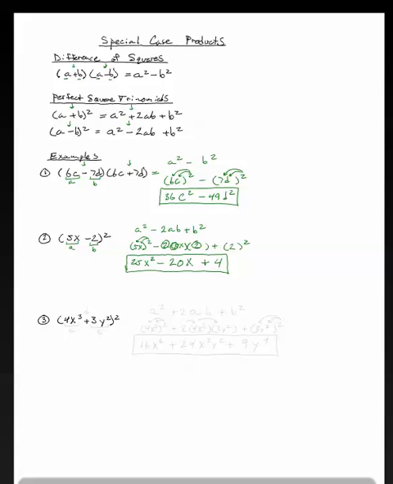And then finally in example 3, we've got 4x cubed plus 3y squared being raised to the power of 2. So we've got a binomial and it's being squared, and that's a perfect square trinomial. Since this one is addition, our formula is a squared plus 2 times a times b plus b squared, where 4x cubed is our a and 3y squared is our b. So we go through and we replace each letter with a set of empty parentheses.